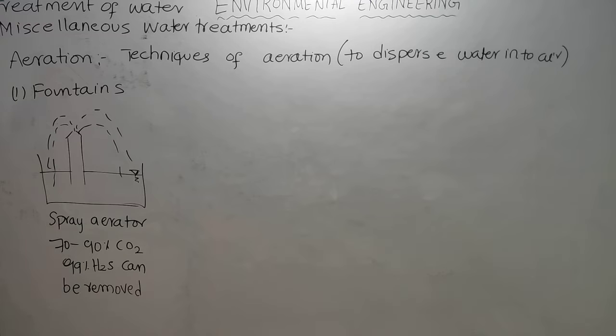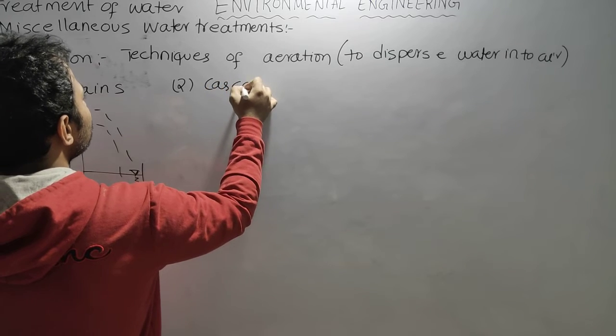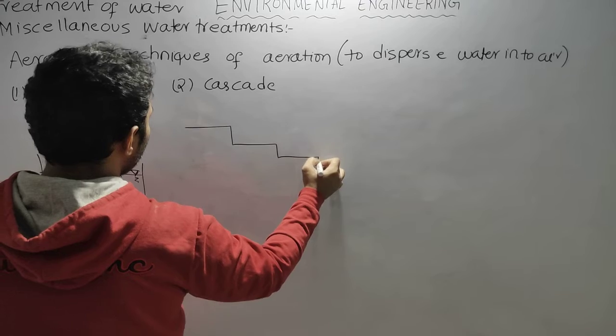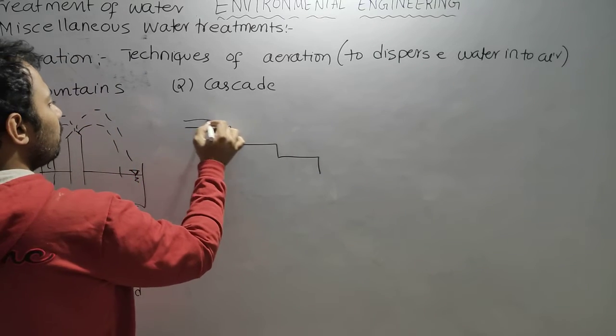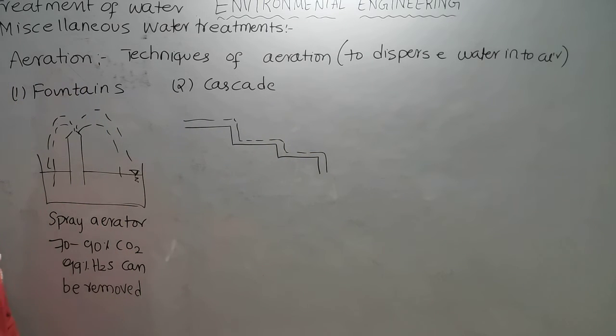And the next one is cascading. Cascading means this kind of stepped aeration, so we also call it stepped aeration. We form a stepped structure and allow the water to fall through these steps.